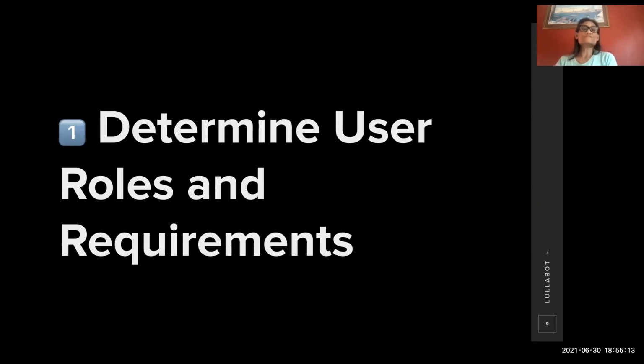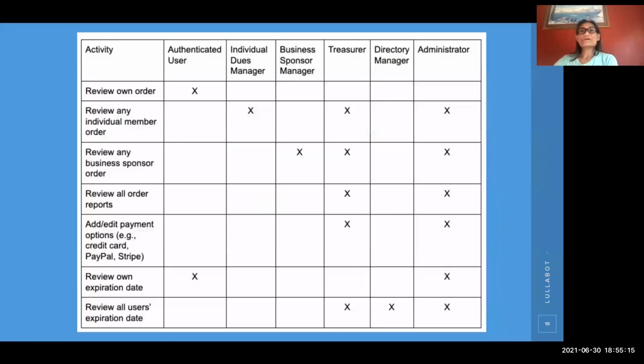So first of all, determining user roles and requirements. In our typical example, let's say it's a national organization of web developers based in Washington, D.C. with state and local offices. At the larger level, we may have these different types of needs. From the top left, an authenticated user might just be somebody who has given their email to you, and so they can review any orders they've made, as well as review their own expiration date. Let's say it's a year's worth of membership.